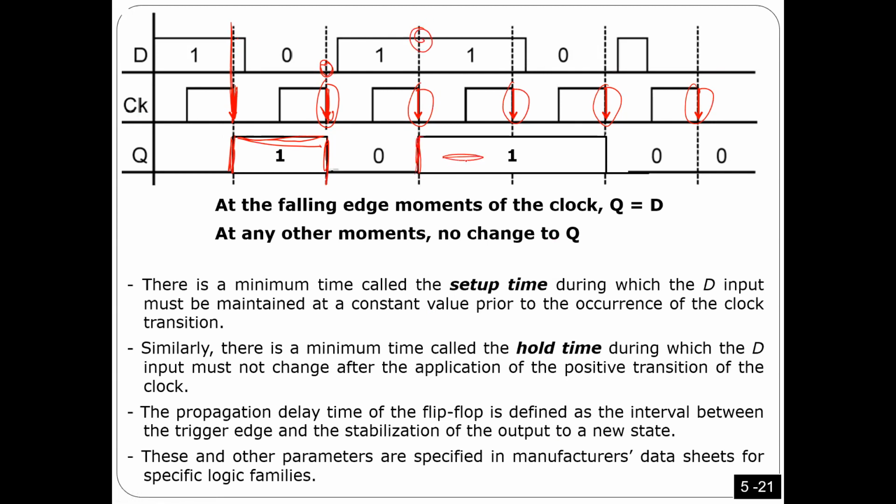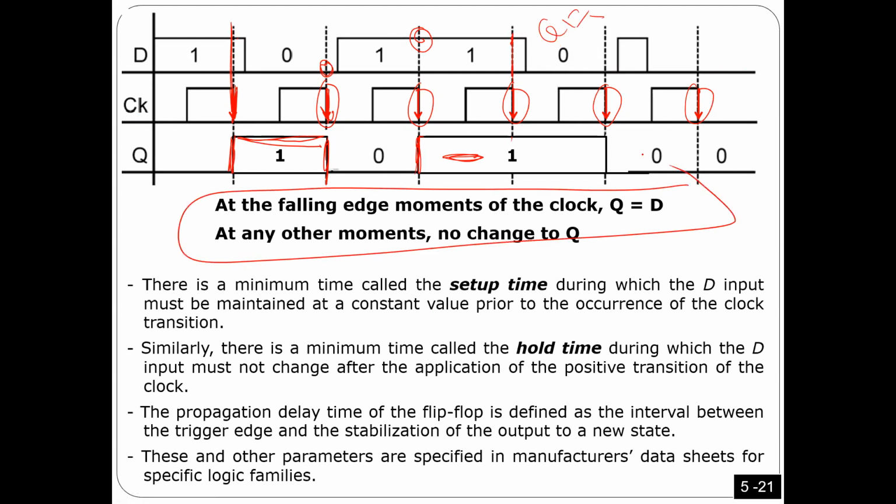This one here, no change. This one here, at this moment, D is 1, so Q is equal to D at this moment. That's it, very simple. So look at what I wrote here. At falling edge moments of the clock, Q is equal to D. At any other moments, no change to Q. Very simple, very easy, right? Any questions?